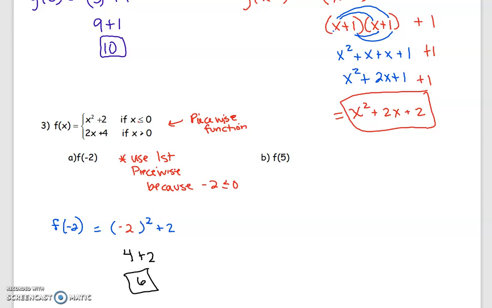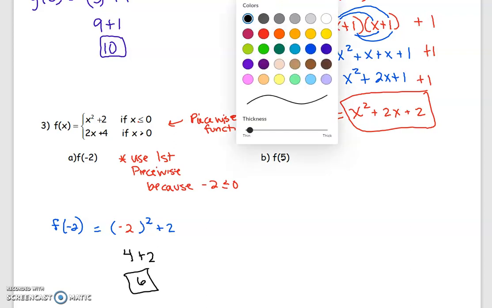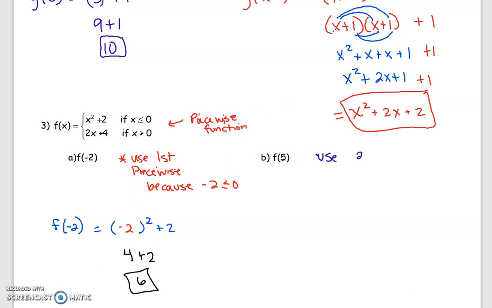So take a look at that next one, 5. Are we going to use the first or the second? Or both? Is 5 less than 0? Nope. Is 5 greater than 0? Yes. So on this one, you need to use the second piece because 5 is greater than 0. So f of 5 is equal to 2 times 5 plus 4. So we're plugging that 5 in for x into that second one. So 10 plus 4, 14.